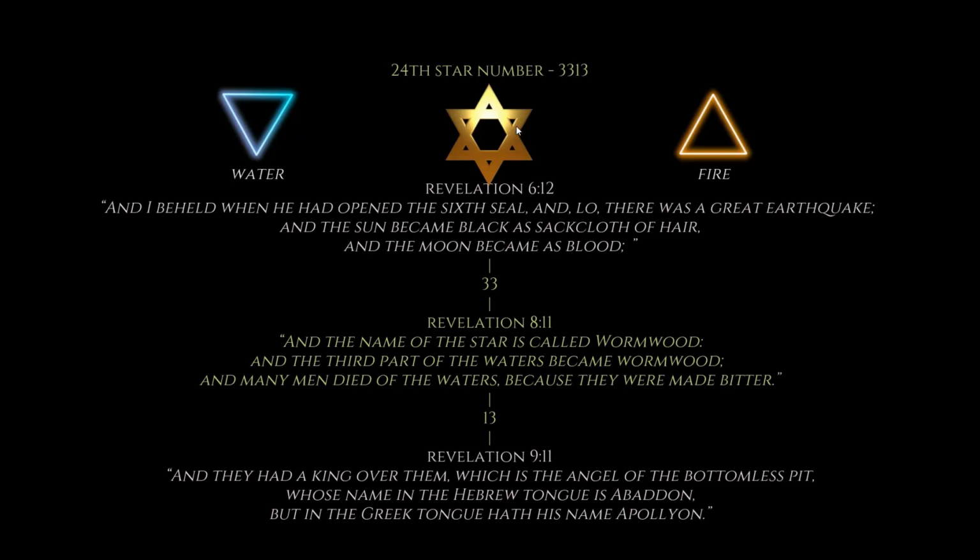And this also encodes the 24th star number that I've talked about many times before. From Revelation 6:12, the great earthquake, we move 33 verses to Revelation 8:11, and then 13 more to Revelation 9:11, and this 33:13, the wormwood star, that's our 24th star number.